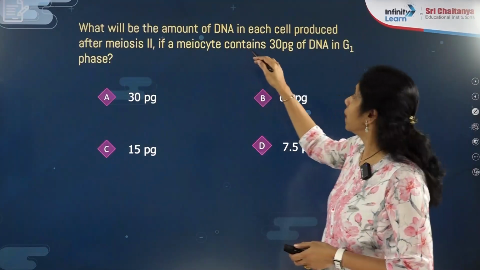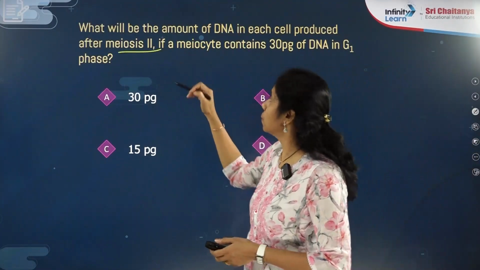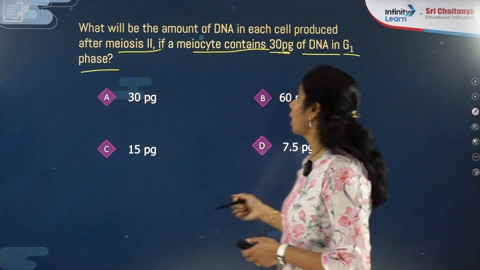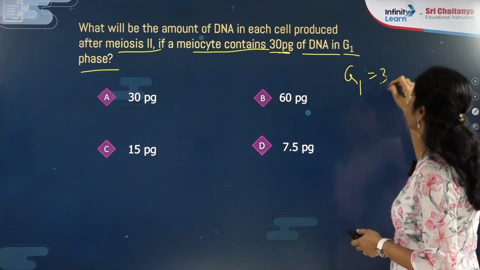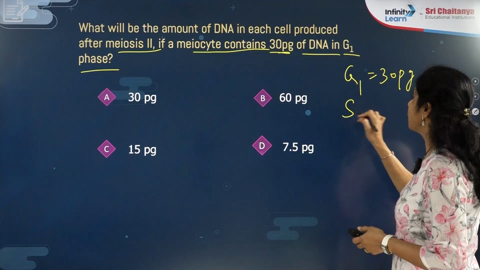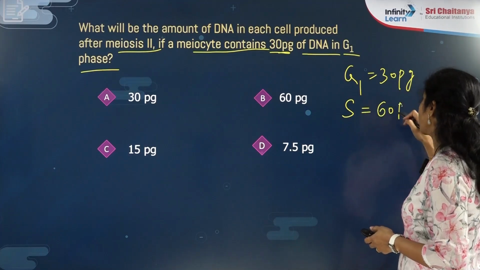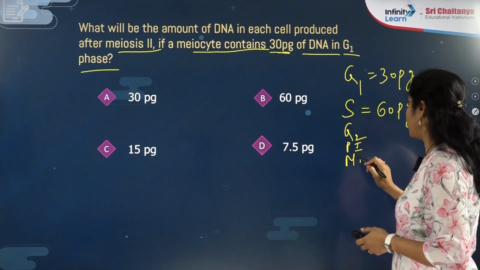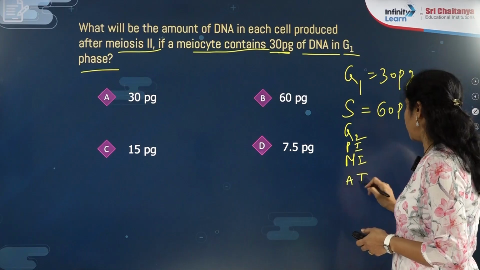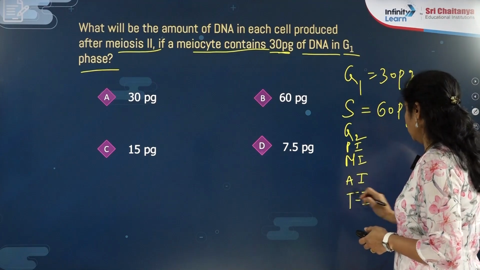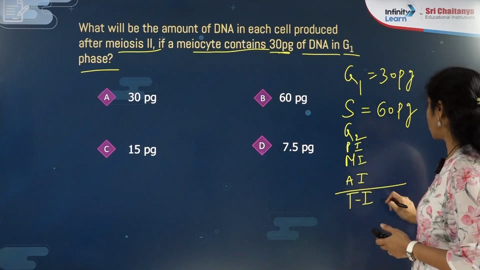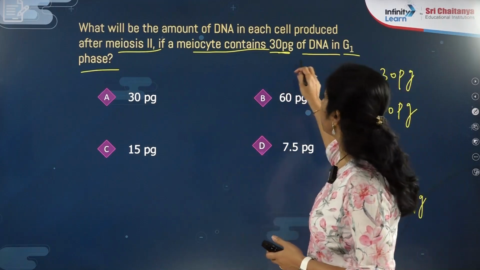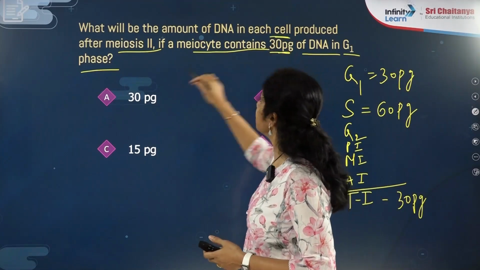Next, what will be the amount of DNA in each cell produced after meiosis II if a meiocyte contains 30 picograms of DNA in G1 phase? In G1 phase, the DNA content is 30 picograms. In S phase, it will double, so 60 picograms. And it will continue through prophase I, metaphase I, until anaphase I. And in each daughter cell, it will get only 30 picograms.